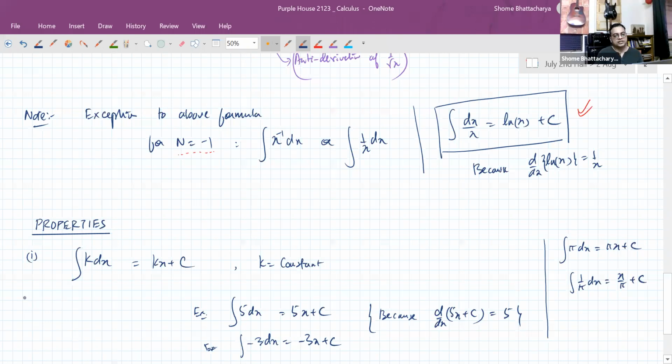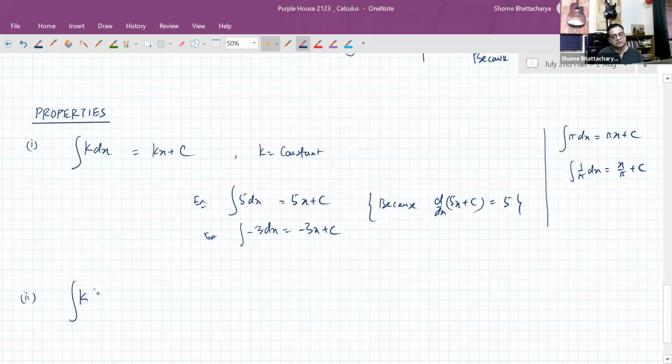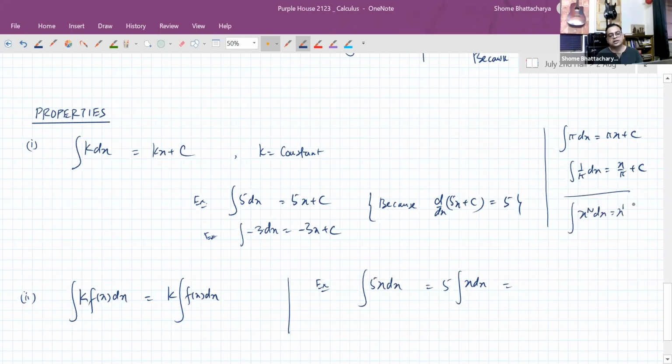Now the second property is very similar to what we learned in differentiation. If we are integrating a constant multiplied by a function, we can just take the constant outside the operation and continue with the integration. So for example, we want to integrate 5x with respect to x. 5 is a constant, we'll just bring it out. And x is x to the power 1. So we'll use the x to the power n rule: integration of x to the power n is x to the power n plus 1 upon n plus 1 plus c, except for when n is equal to minus 1. So n should not be equal to minus 1.